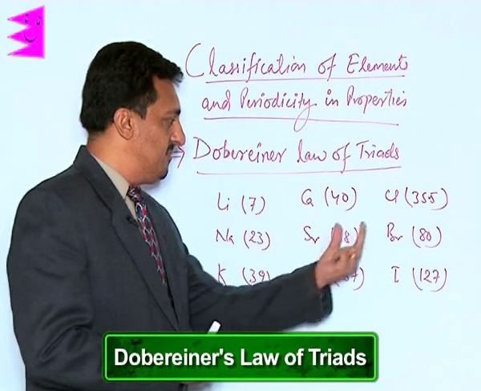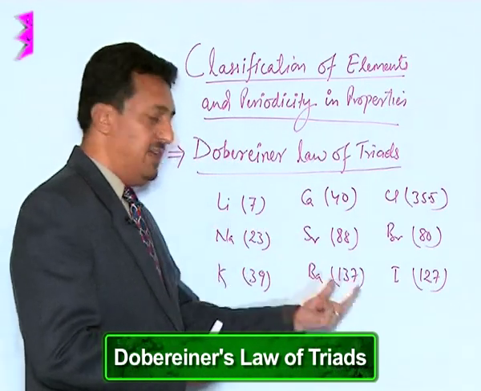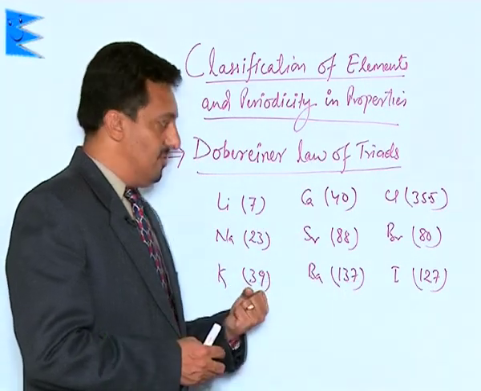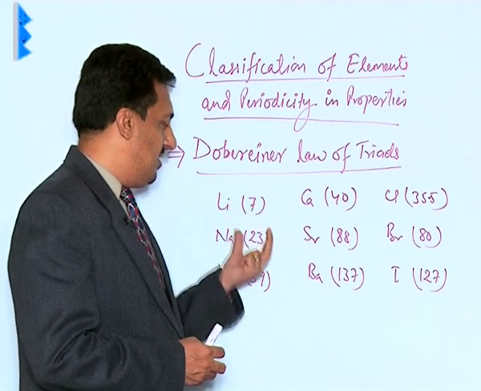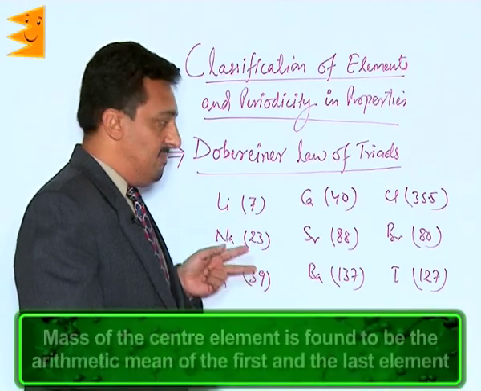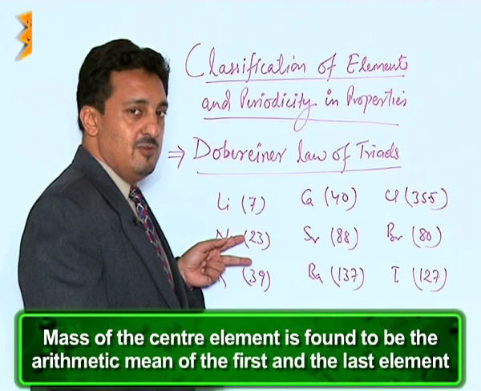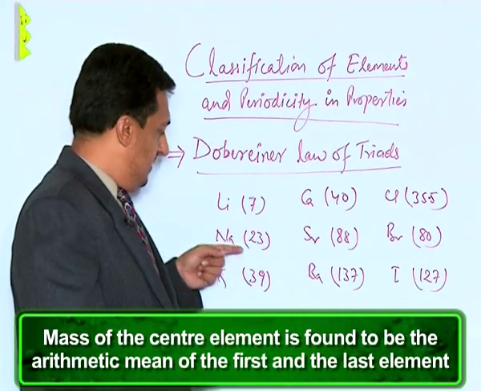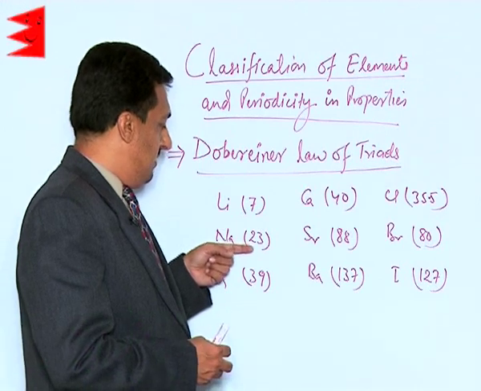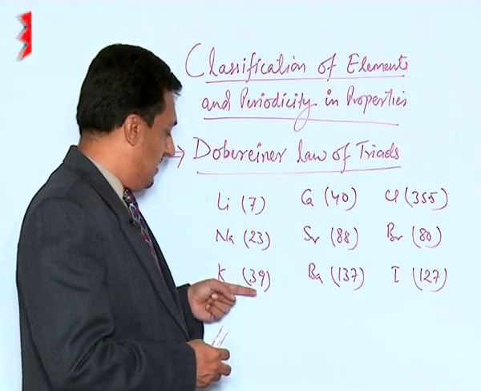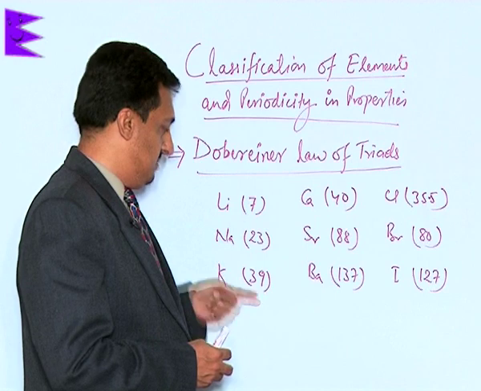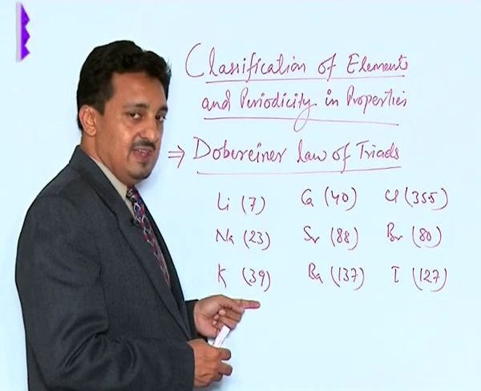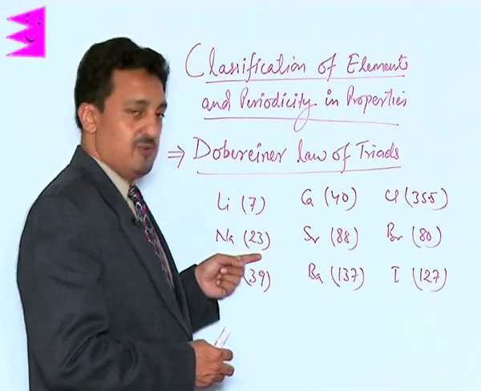So these were the few elements he classified in groups of three each. And he came to know that when these are arranged in increasing order of their atomic masses, the mass of the central element is found to be almost the arithmetic mean of the first and the third one. That means the mass of sodium is the mean of the first and the third one, which are lithium and potassium. 7 plus 39 is 46, and half of this is 23.